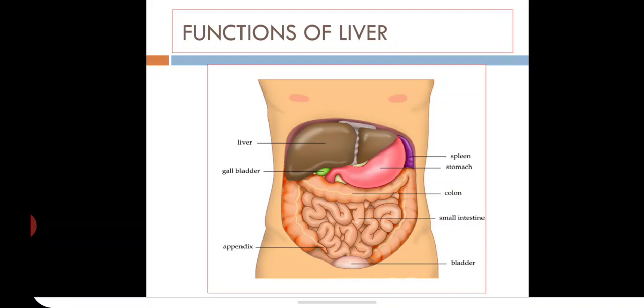Functions of the liver. The liver has about 500 vital functions, so we will tell only the important ones. Production of bile from the liver, which helps in the fat metabolism in the small intestine during digestion. It helps in the breakdown of fats in the small intestine during digestion. Production of cholesterol and special proteins.